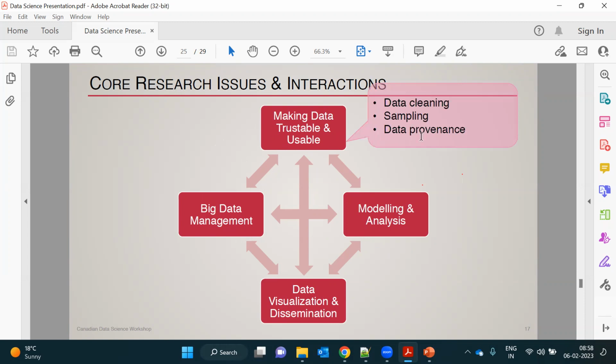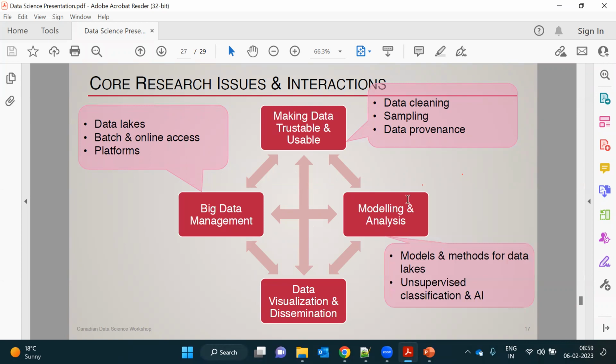So what happens in your data? As I explained previously in the notepad, in making data: data cleaning, sampling, provenance. So what happens in the big data? We save the data in the clusters. There are several clusters and databases that are present, and data gets stored in these platforms.